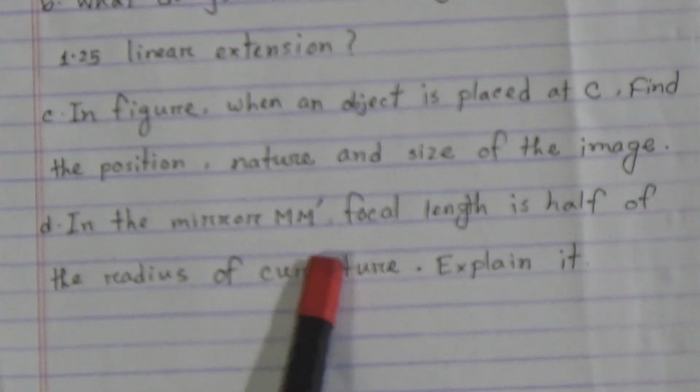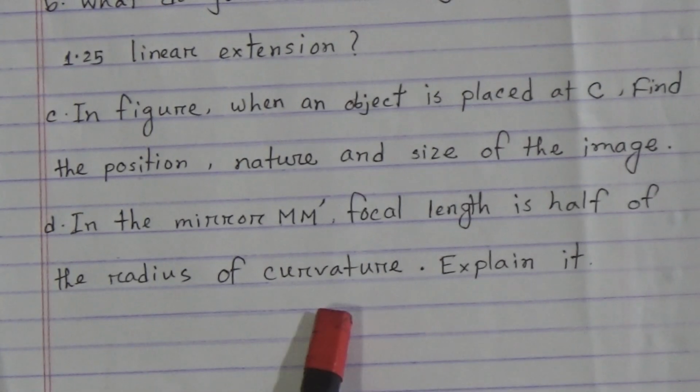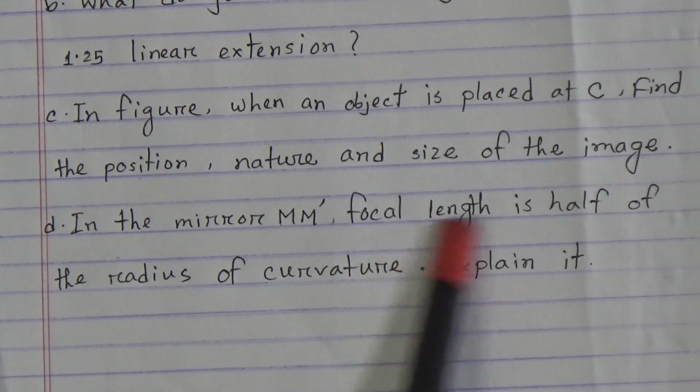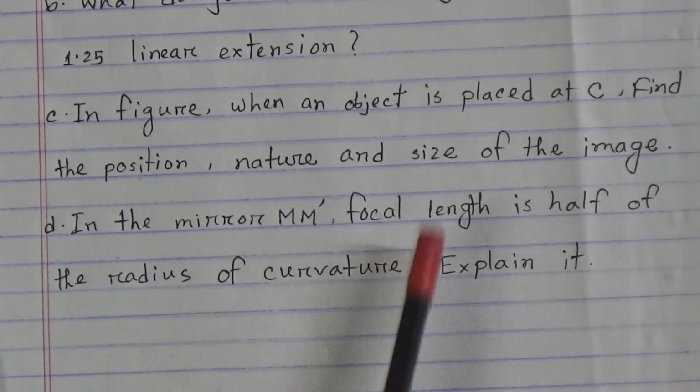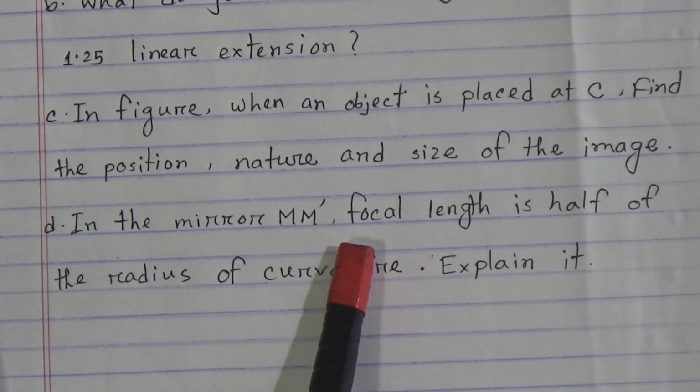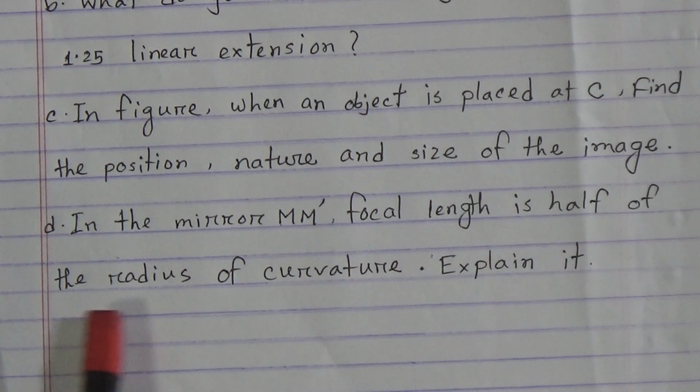Now question number D. In the mirror M dash, focal length is half of the radius of the curvature. Explain it. That means focal length F, and radius of the curvature R. That means F is R divided by 2. In the question, the given statement is that focal length is half of the radius of the curvature. That means F equals R by 2. So you have to prove this one.